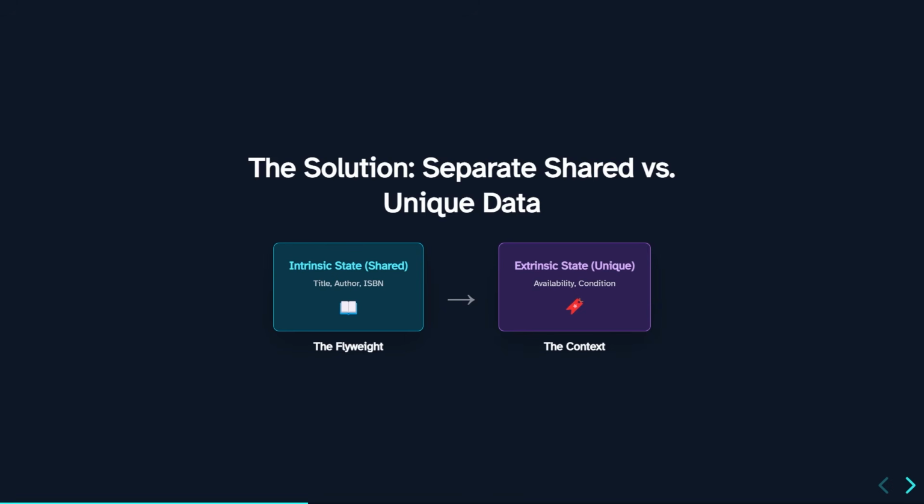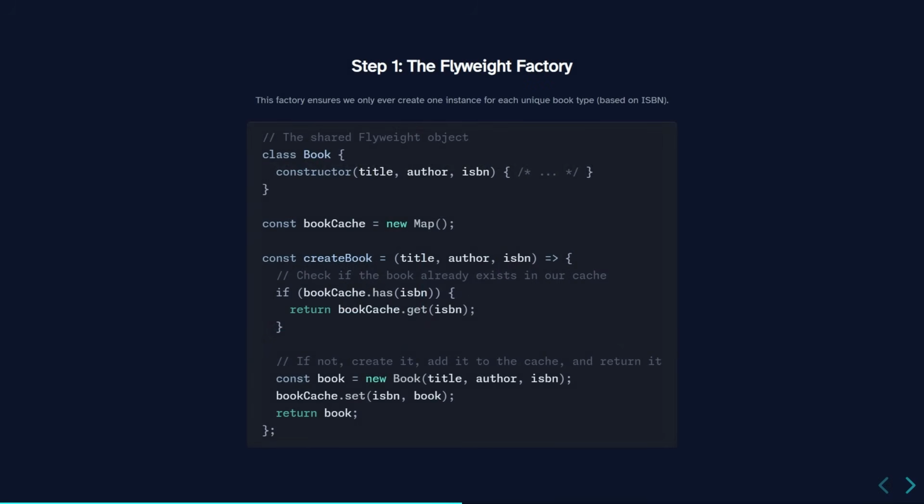To manage this, we first build a Flyweight factory. Its job is to ensure that we only ever create one shared Flyweight object for each unique book. It has a simple function called createBook. When we ask for a book, it first checks a cache, in this case a map, to see if we have already created a Flyweight for that ISBN.